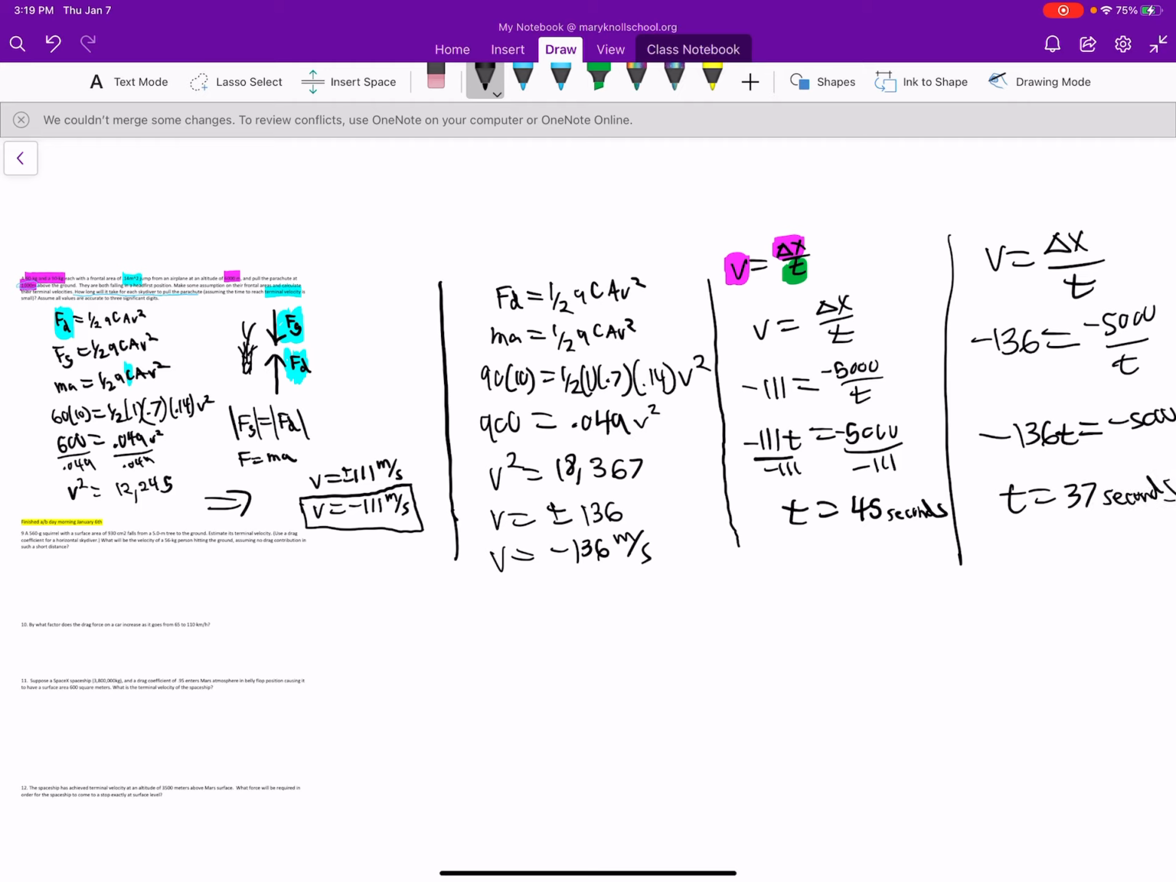Boom. So it makes sense that because the heavier skydiver is going faster, they need to pull their parachute quicker so they don't go hitting the ground. All right.